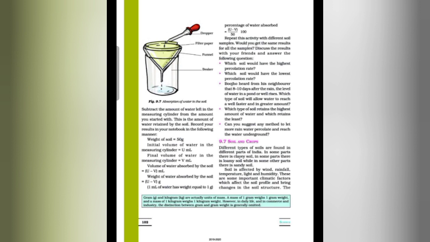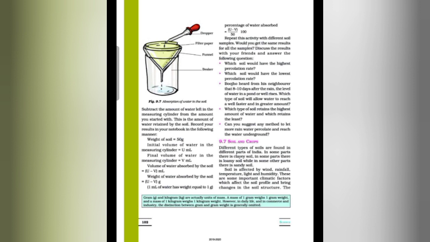Would you get the same result for all the samples? Discuss the result with your friends and answer the following questions. Which soil would have the highest percolation rate? Which soil would have the lowest percolation rate? Bujo heard from his neighbor that 8 to 10 days after the rain, the level of the water in the pond or well rises. Which type of soil will allow water to reach a well faster and in greater amount? Which type of soil retains the highest amount of water and which retains the least? Can you suggest any method to let more rain water percolate and reach the water underground?